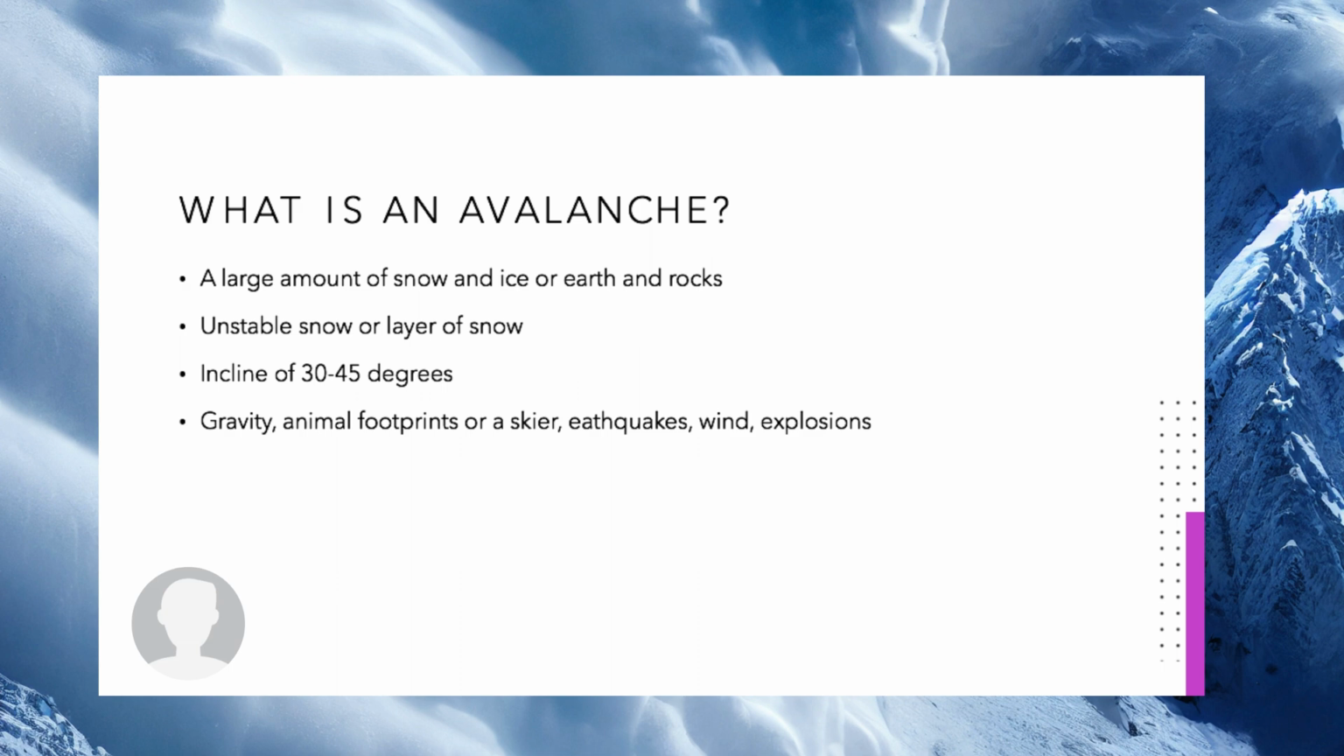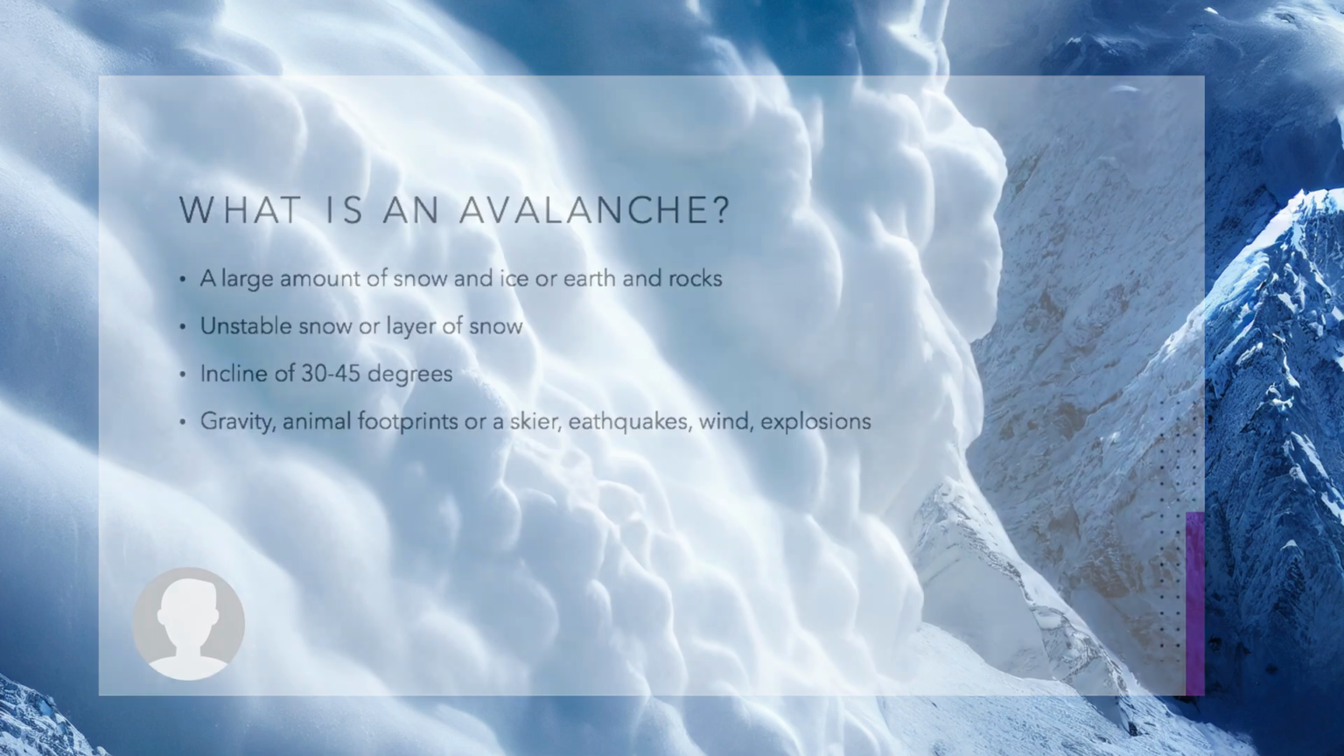Sometimes an avalanche goes off due to natural causes. Sometimes an animal or a skier sets off the avalanche. Sometimes an earthquake causes the ground to shake and an avalanche can be triggered. Wind can cause an avalanche. Or man-made explosions can be used to cause the avalanche to go off and make sure that the skiers are safe in the ski area.